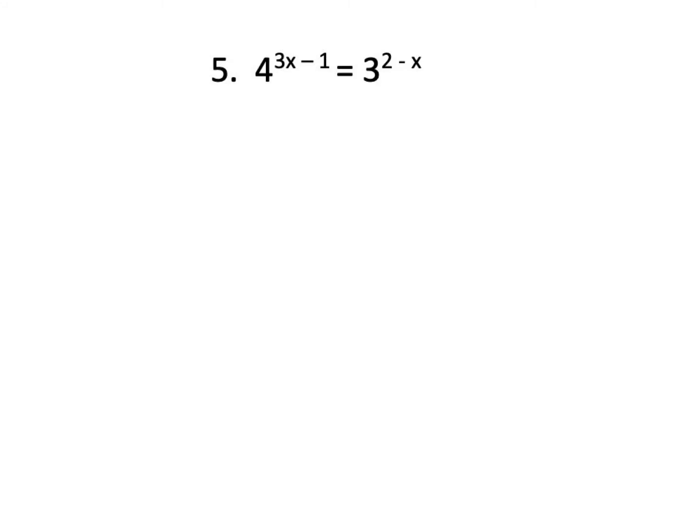So my next one, I have 4 to the 3x minus 1 is equal to 3 to the 2 minus x. So first I check, can I make 4 and 3 have the same base? Nope. So I'm going to go and take the log of both sides. I can do the log or the ln. I'm actually going to choose to take the ln again, just because, well, frankly, it takes 2 letters of writing as opposed to 3, which is a good reason as any.